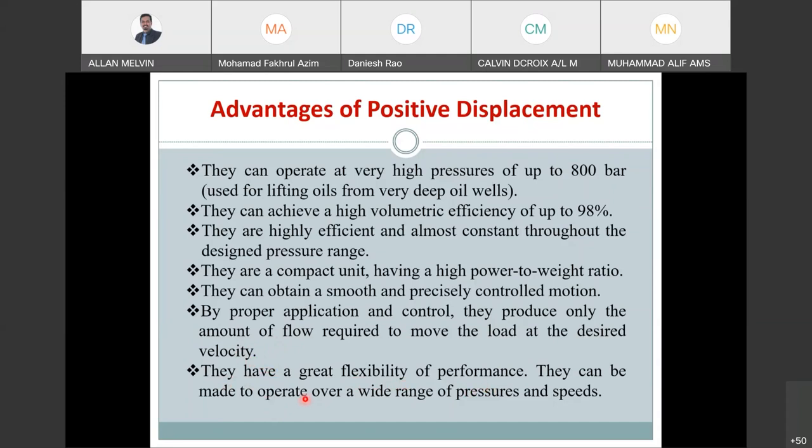They can be made to operate over a wide range of pressure and speed. This is one of the advantages, because when a system can operate at a wide range of pressure and speed, it means you can do a lot of stuff. Most of the applications around us involve playing around with pressure and speed. At times you need higher pressure, at times you need higher speed. So when you have this kind of flexibility, you can do a lot of operations. So that's the advantage.